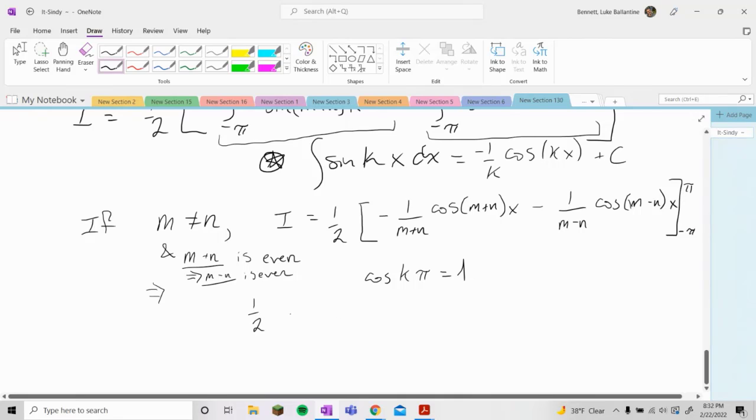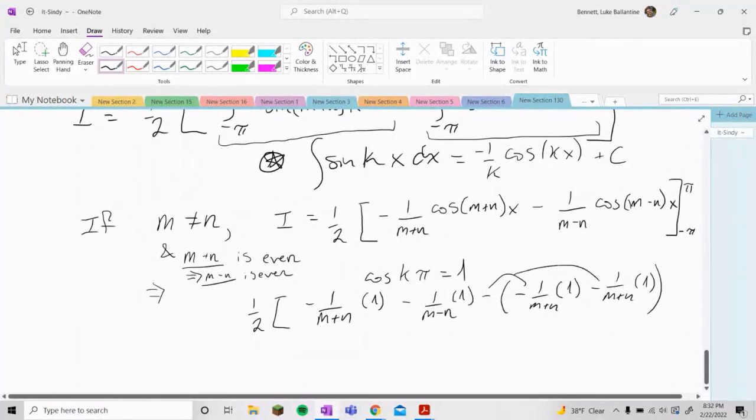So then we would have 1/2 times 1 over (m plus n) times 1 minus 1 over (m minus n) times 1, minus a negative 1 over (m plus n) times 1 minus 1 over (m minus n) times 1. So this double negative makes a positive. It's the same thing everywhere, here, here, here. So these all cancel. So this equals 0.